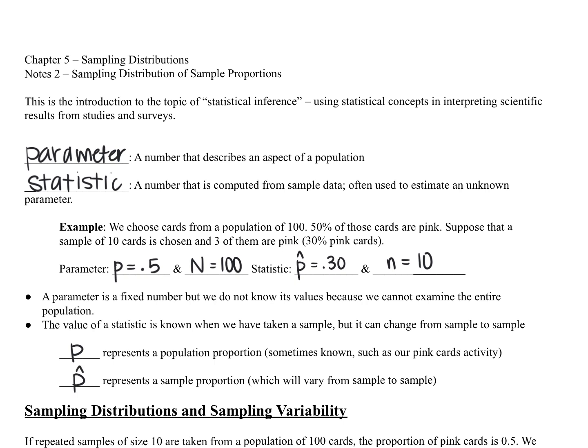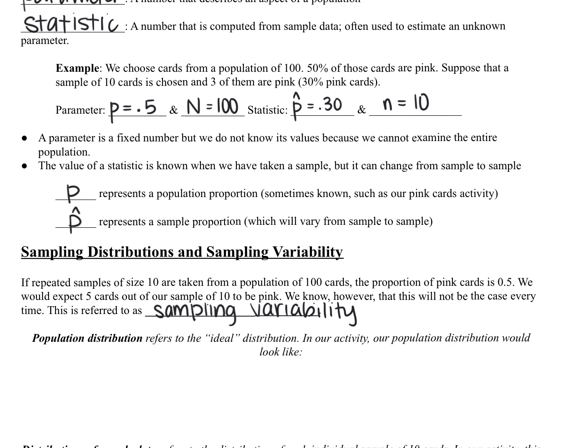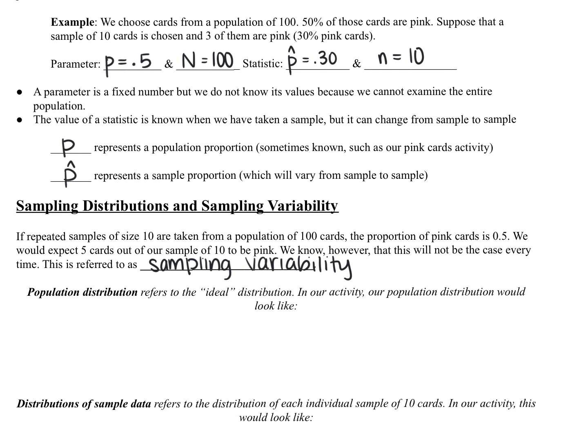And then we have p hat, which represents a sample proportion, which is going to vary from sample to sample. So if I were to draw 10 cards again, maybe 6 of them are pink, or 4, or 2, or 1. I'm not guaranteed that I'm going to pick 10 cards and exactly 5 of them are pink, or exactly 3 of them every time. So it's going to change, which we have already discussed previously with probability, and then in chapter 3 when we were discussing sampling methods.